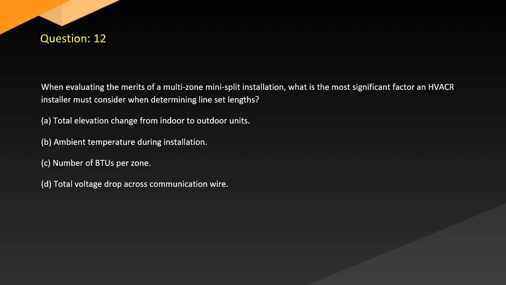Question 12. When evaluating the merits of a multi-zone mini-split installation, what is the most significant factor an HVACR installer must consider when determining line set lengths? A. Total elevation change from indoor to outdoor units. B. Ambient temperature during installation. C. Number of BTUs per zone. D. Total voltage drop across communication wire.